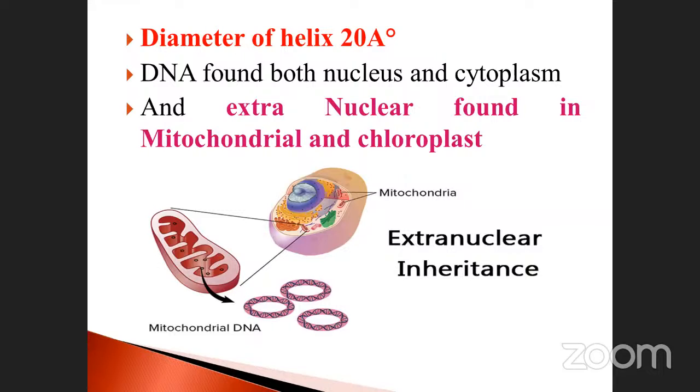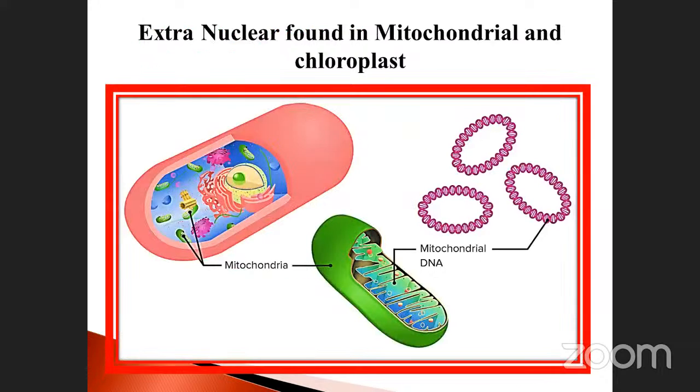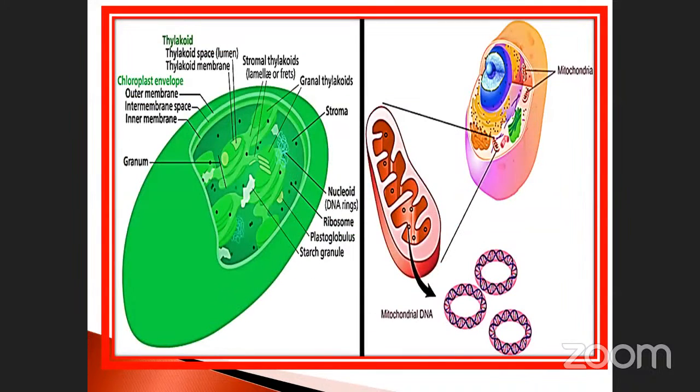It is mostly found in two components. Examples are mitochondria and chloroplast. Okay, these are the structures. Already we saw it. The extrachromosomal body is also circular in nature.